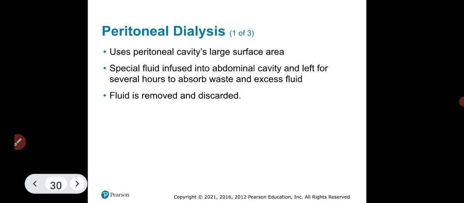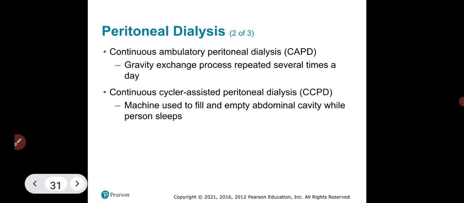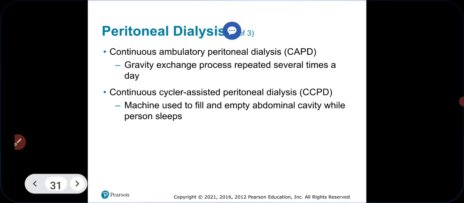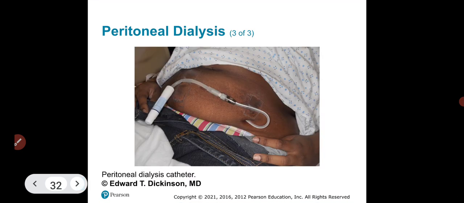All right, peritoneal dialysis uses the peritoneal cavity's large surface area. A special fluid is infused into the abdominal cavity and left for several hours to absorb waste and excess fluid. The fluid is then removed and discarded. Continuous ambulatory peritoneal dialysis, CAPD, is a gravity exchange process repeated several times a day. Continuous cycler-assisted peritoneal dialysis, CCPD, uses machines to fill and empty the abdominal cavity while the person sleeps. Here is a picture of what it looks like.